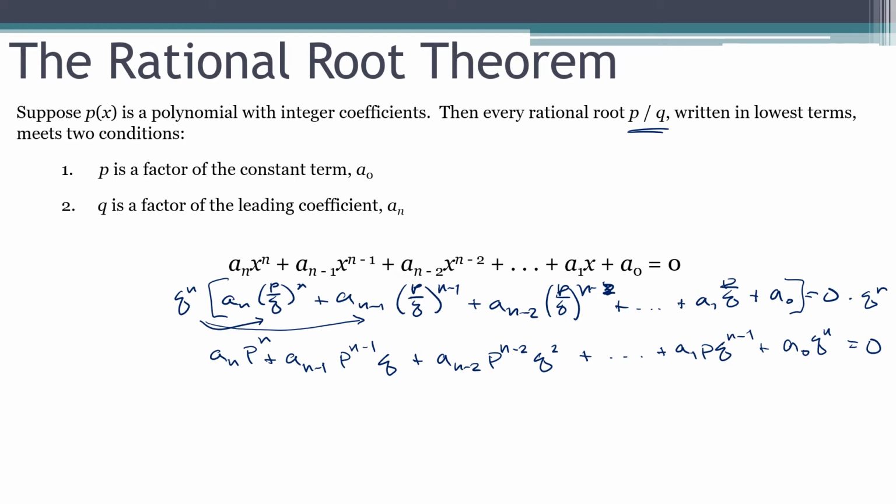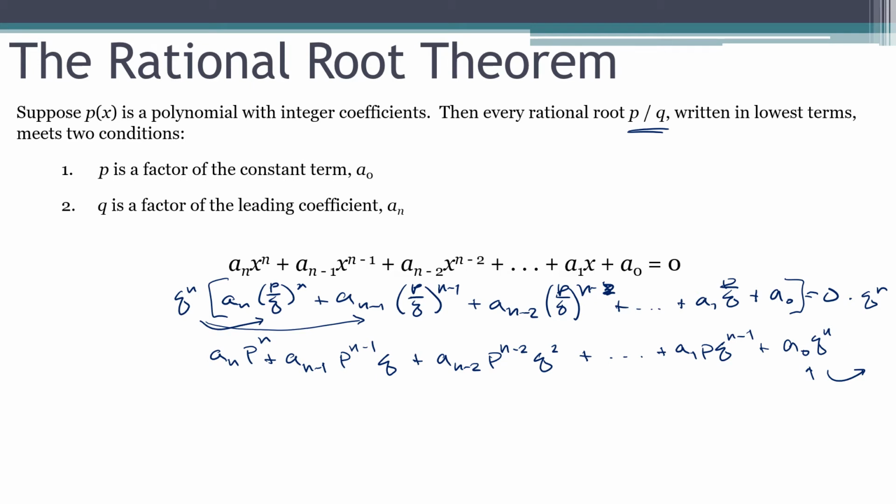Okay. Now, here's the slick step. I'm going to take this a sub 0 q to the n that's down here on the very end, and I'm going to subtract it from both sides. I'm going to move it over to the left-hand side. So let me do that.